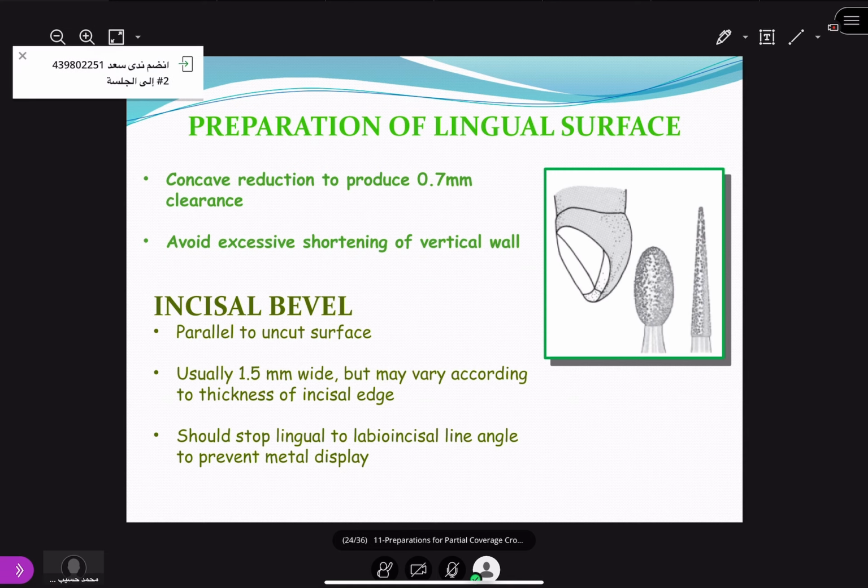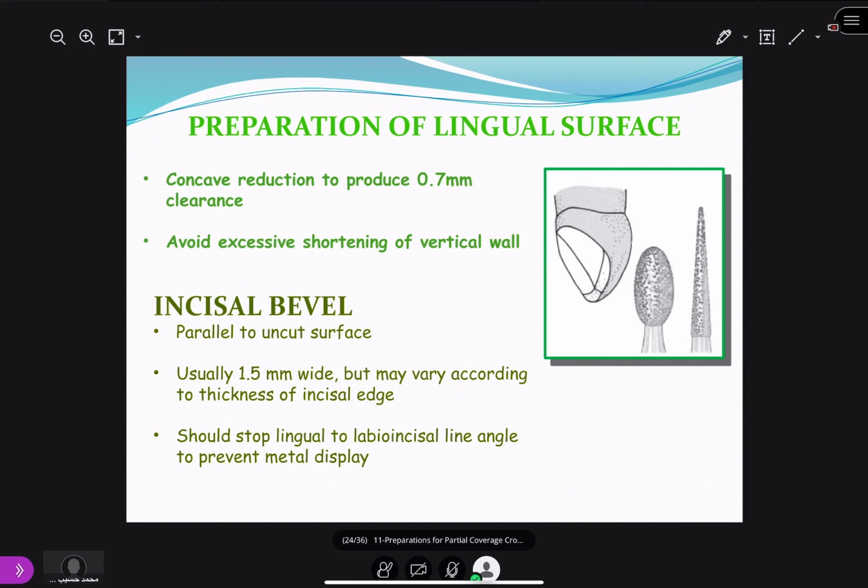So preparation for the lingual surface is the same as the preparation for the partial coverage crown: the area between the cingulum and the incisal edge you will reduce with the flame shape bur. Because this modified 3/4 crown we make in all metal, we need 1 millimeter reduction.